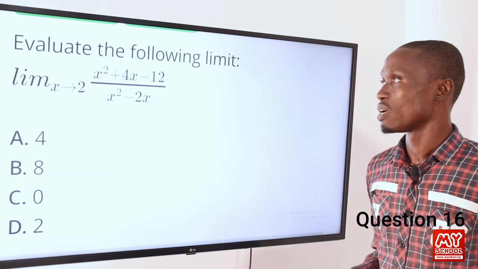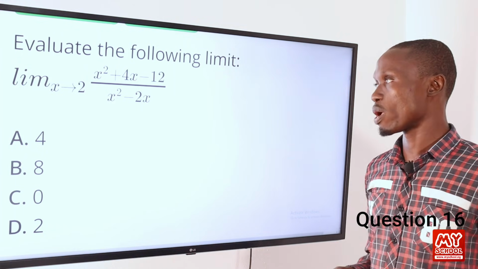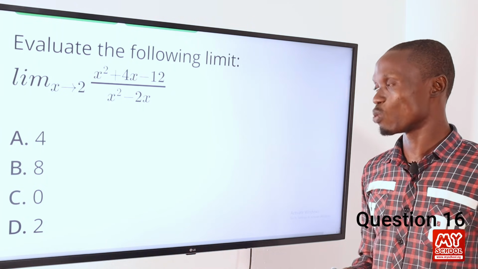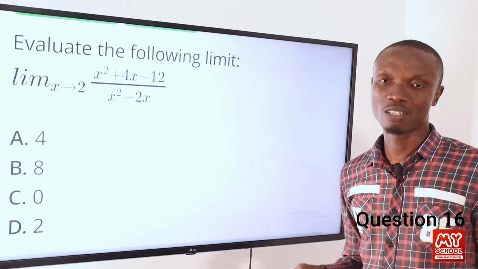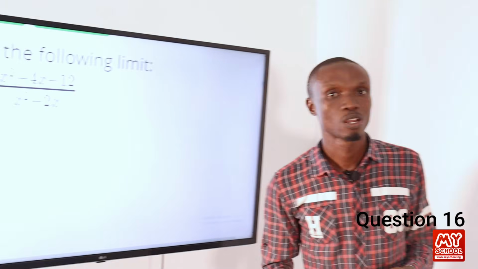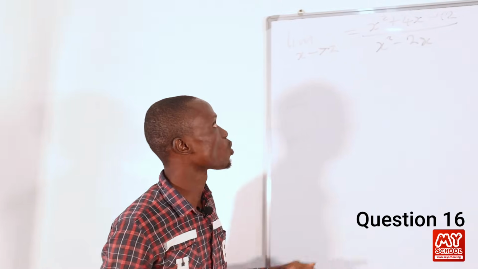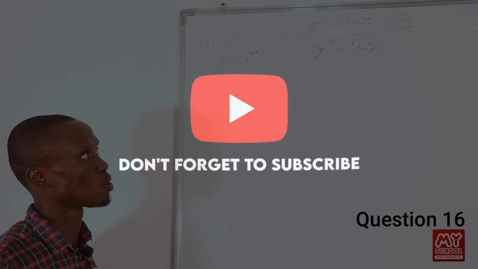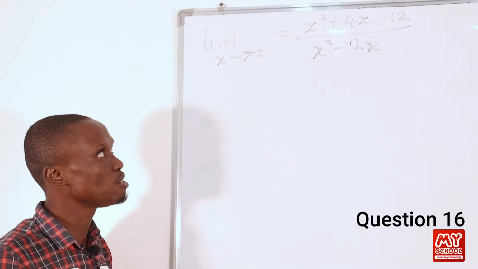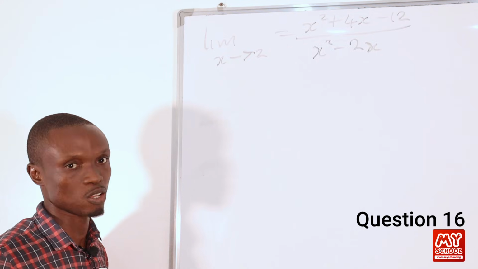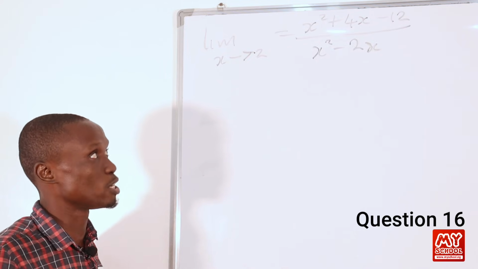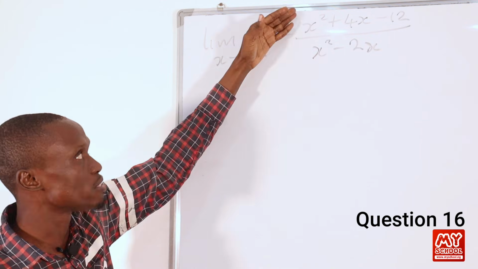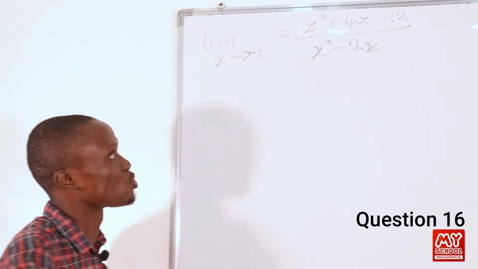Question 16. Evaluate the following limit: x squared plus 4x minus 12 over x squared minus 2x as x tends to 2. So let's move over to the board. We are asked to evaluate this as x tends to 2. First thing first is to check if there is any term that can cancel out, if you are given a question of this nature. So basically we have to factorize the numerator and also factorize the denominator.